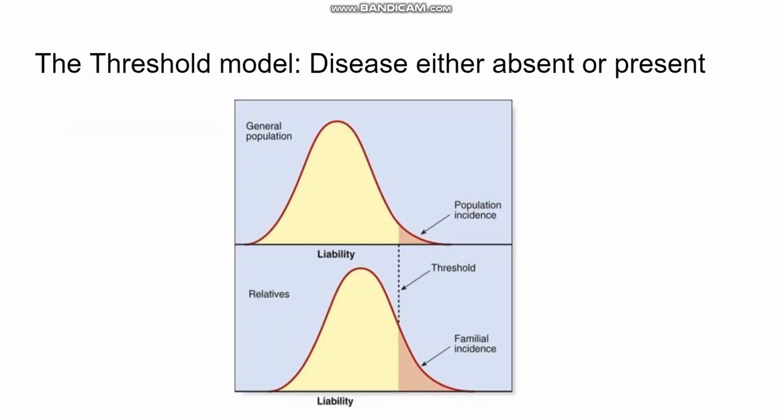Another model is the threshold model, which explains that a disease could either be absent or present. So this is an all or nothing kind of model. Once you've reached the threshold, given the liability combination of the mother and father for both genetic and non-genetic environmental factors, you'll get the specific trait, phenotype, or disease. So this is the threshold model for all or nothing phenotypes or traits.